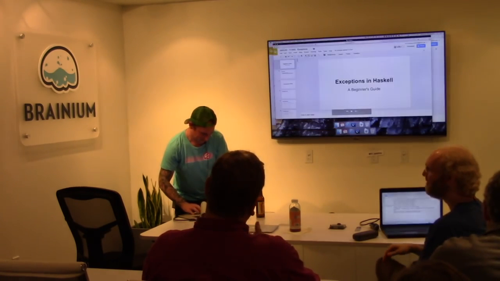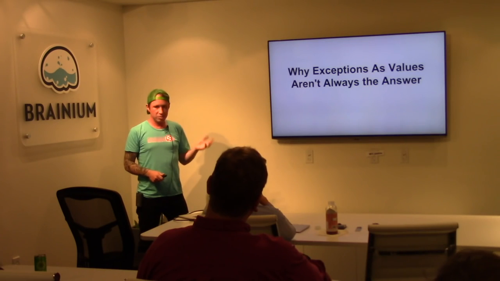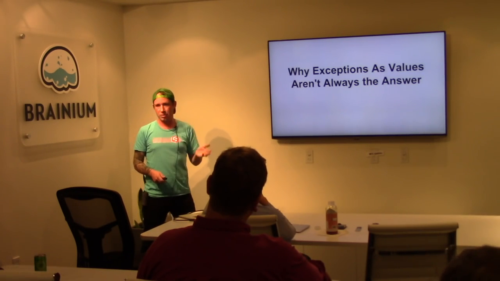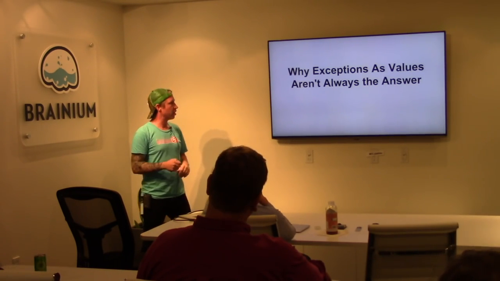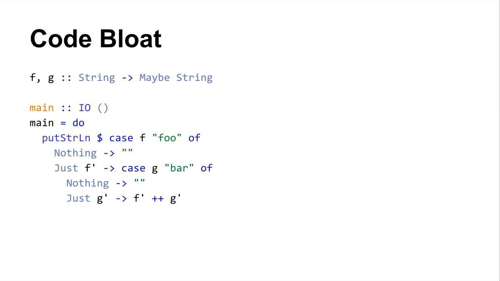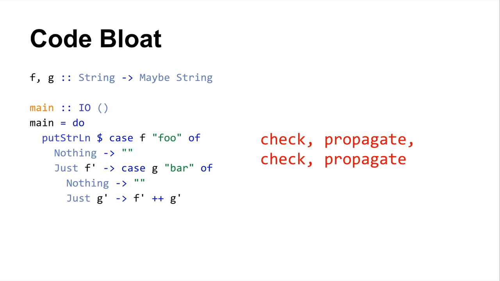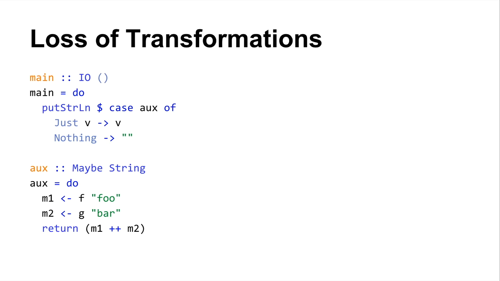Exceptions that we see today in the language. And they provided some justifications for why exceptions as values isn't always the way to go. One of the things they mentioned was code bloat. Let's say you've got these two functions, f and g, which are from String to Maybe String. You'll notice here that if I want to combine their inner values, let's say using string concatenation, I have to do this error propagation check, and propagate, check, and propagate.